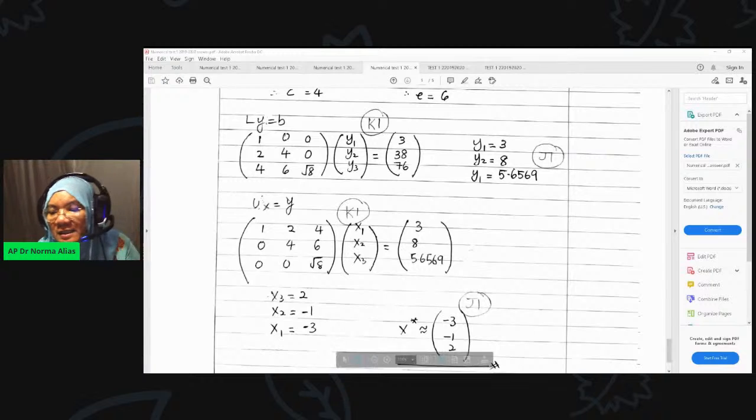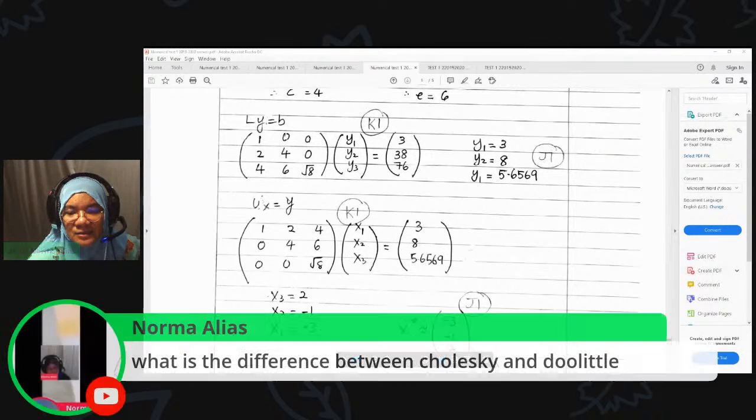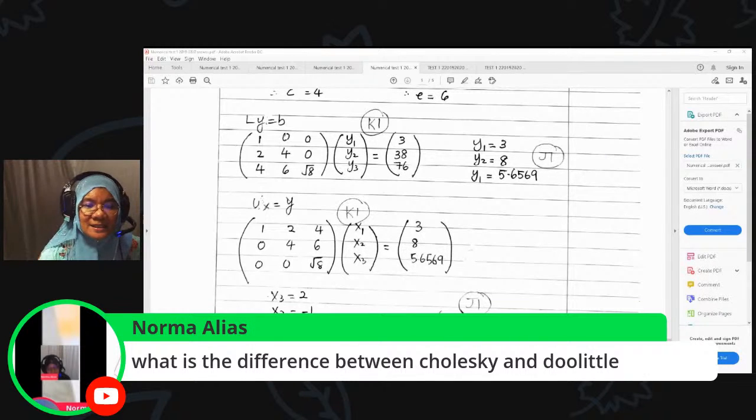So my question is, what is different between Cholesky and Doolittle? The difference is, Cholesky is symmetric. Doolittle is a full matrix. For Doolittle, you need to have 6 values. However, Cholesky needs fewer, because Doolittle is a full matrix.